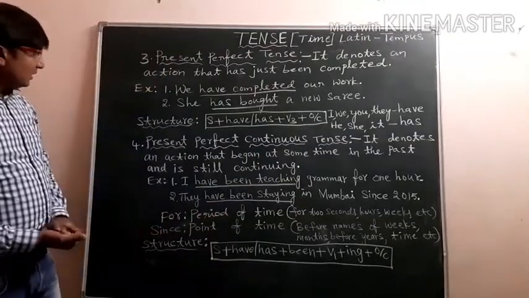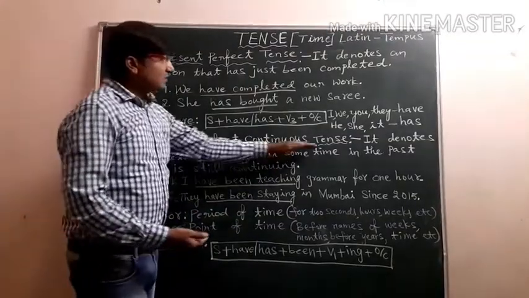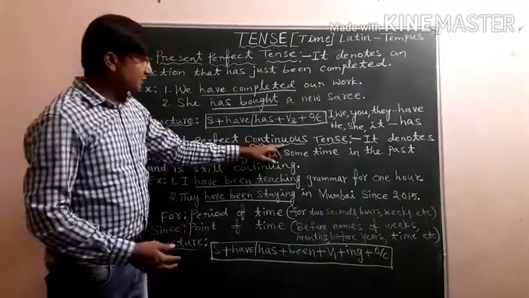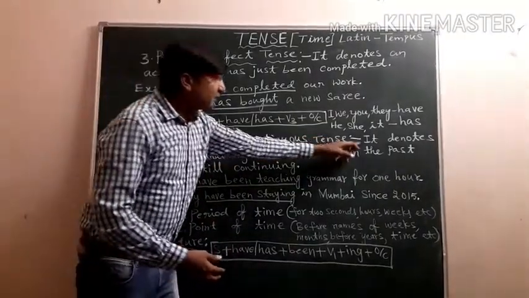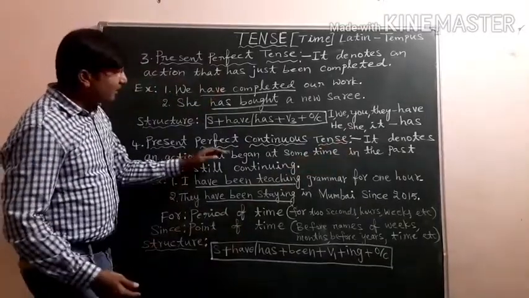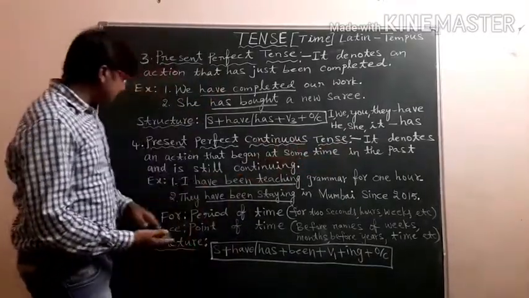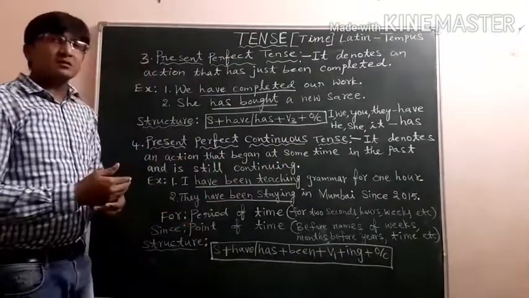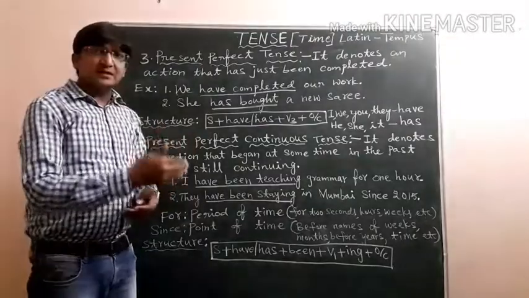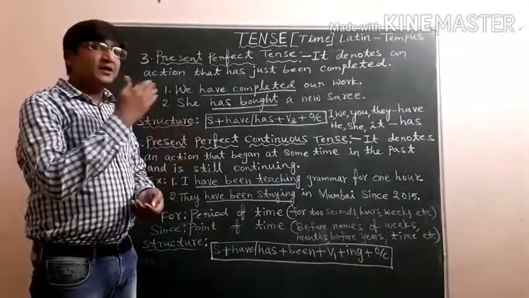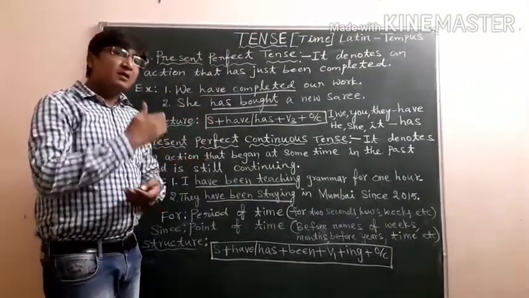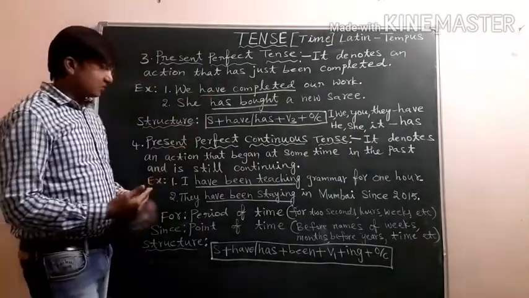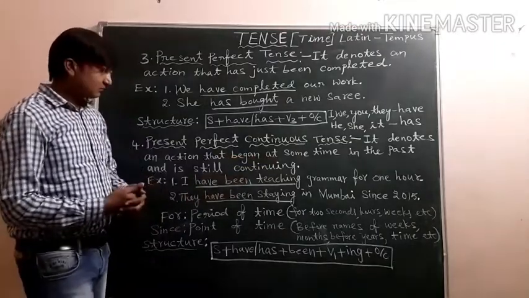Then the fourth one, present perfect continuous tense. So here we have both perfect and continuous. It denotes an action that began at some time in the past and is still continuing. So in this tense, the action has already started in the past and it is going on, and it will continue, but we don't know till what time it will continue. Still it is going on.